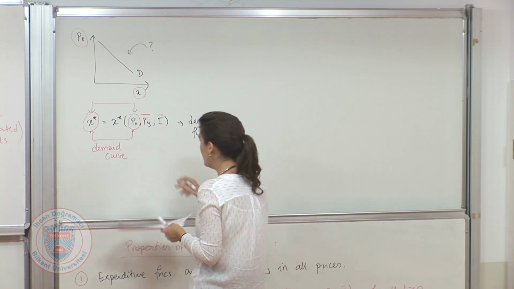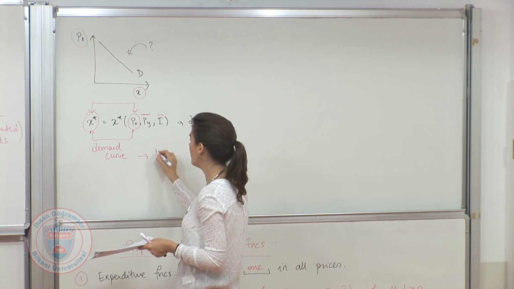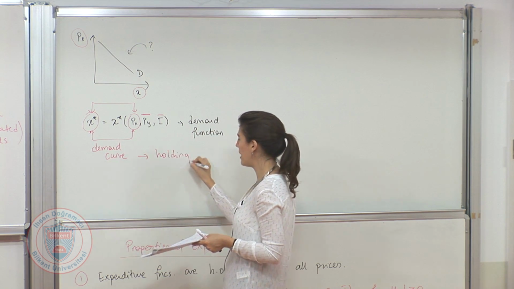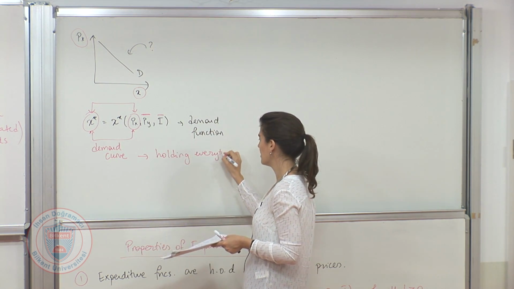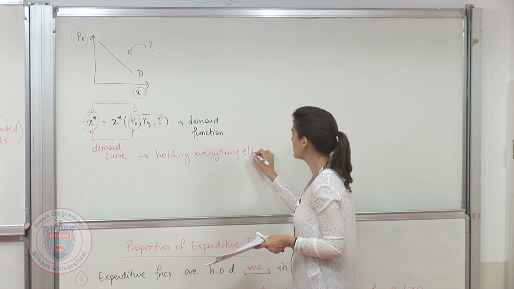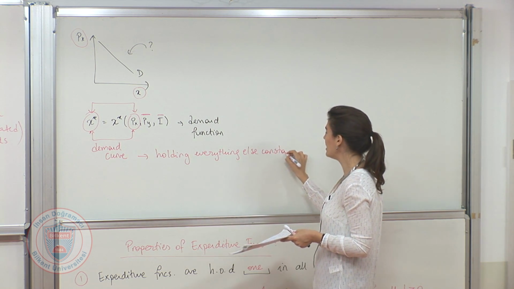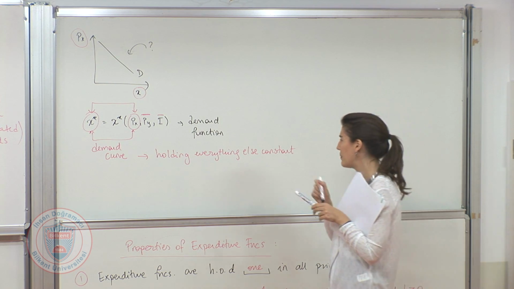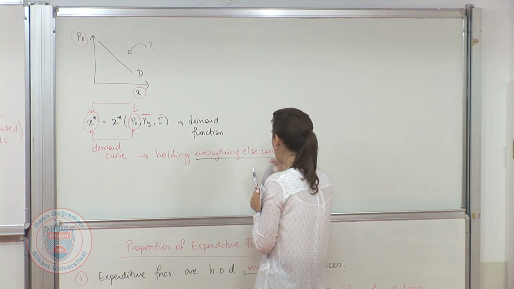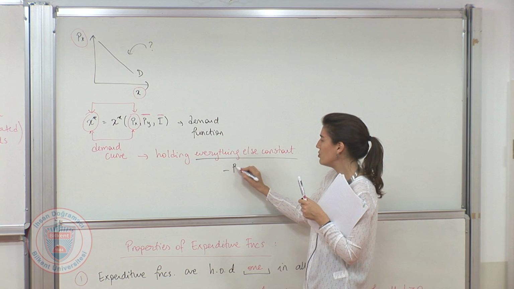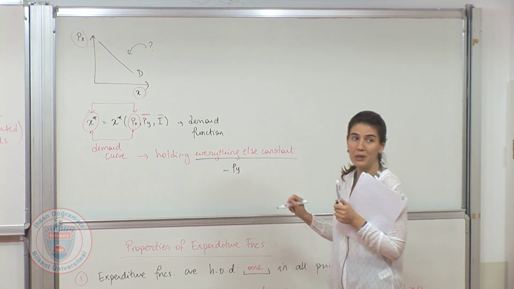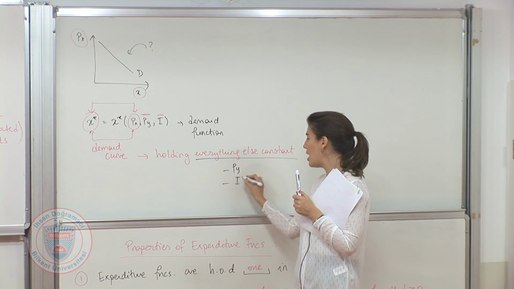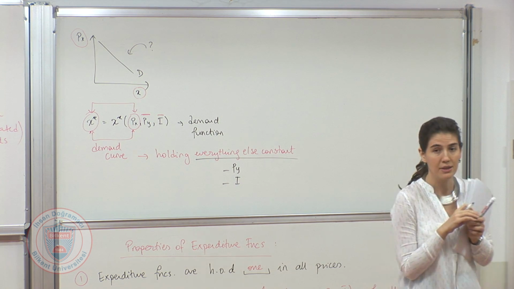And here on the demand curve, holding everything else constant. And what are these everything else? This is ceteris paribus. So this everything else is this, as you guys told me. Hocam, price of Y should be held constant. Income should be held constant. What else?